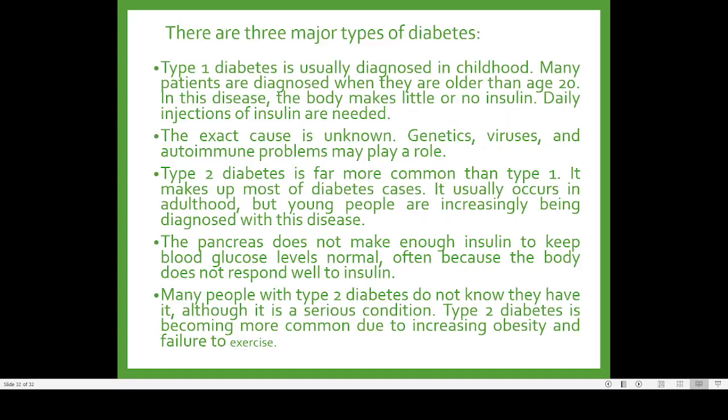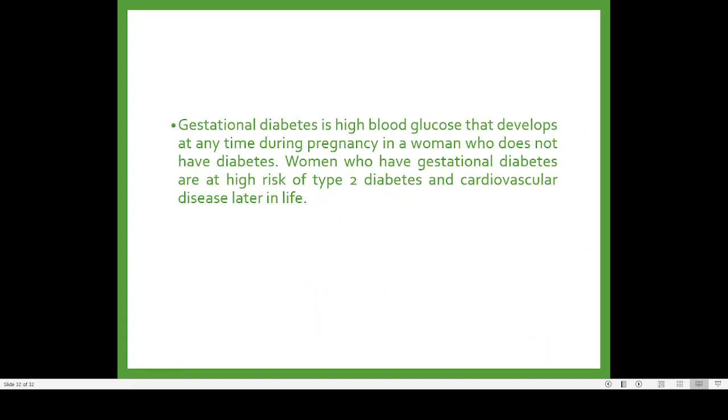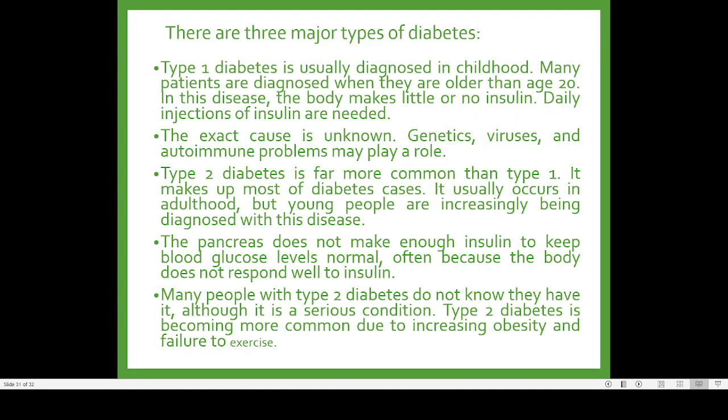So in a nutshell, you can see that there are three types of diabetes. Type 1 is childhood diabetes, type 2 is adult diabetes, and the third type is gestational diabetes, which develops during pregnancy. So this is an idea regarding the different types of diabetes which normally affect people.